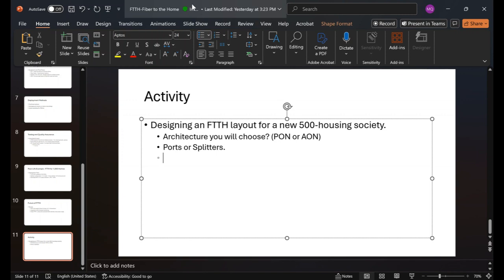FTTH is not just a technology, it's a gateway to the future. Whether you are becoming a network engineer, planner, or technician, this is a must have skill in your toolbox. Practice the designs, understand the physics, and stay curious.